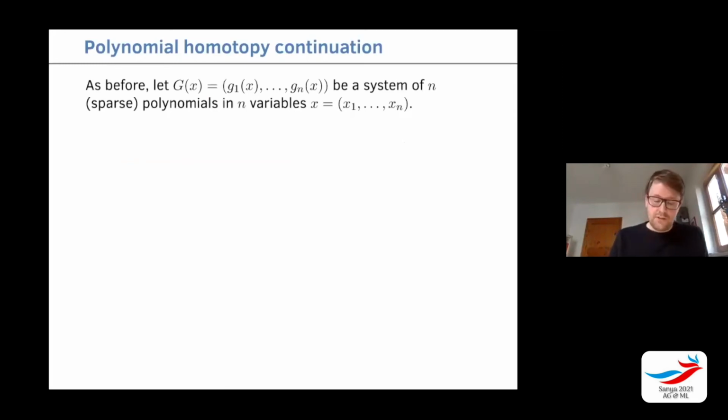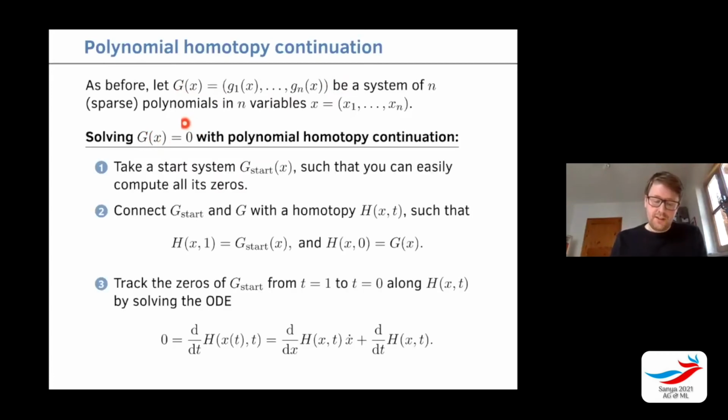So again, let g of x be a system of n sparse polynomials in n variables. For solving the equation g of x equals 0, there's an algorithmic framework called polynomial homotopy continuation. The idea is the following. For solving g of x equals 0, you take another system, g start, usually called the start system. g start must have the property that you can easily compute its zeros, by solving some easy auxiliary problems.